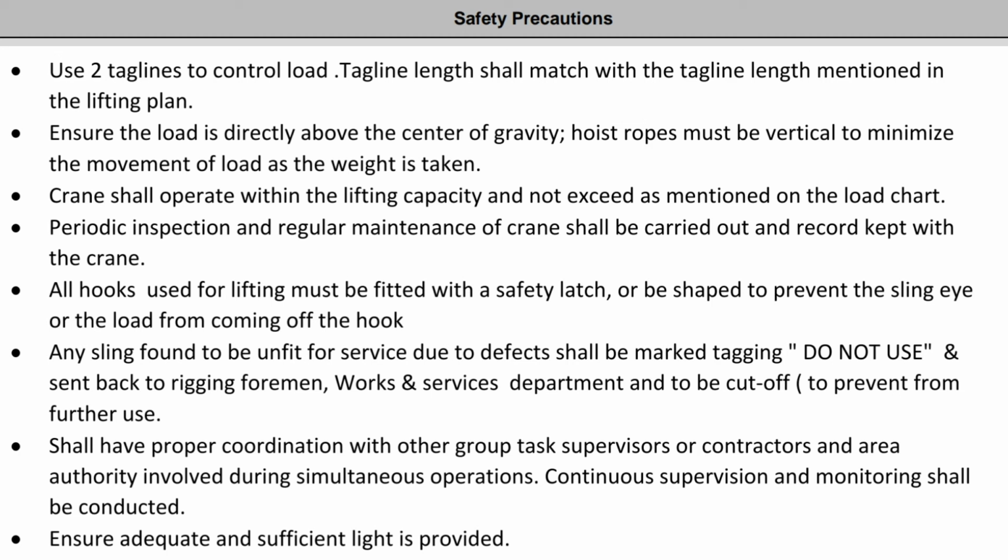All hooks used for lifting must be fitted with a safety latch, or be shaped to prevent the sling eye or the load from coming off the hook. Any sling found to be unfit for service due to defects shall be marked by tagging "do not use" and sent back to the rigging foreman, works and services department, and to be cut off to prevent further use.